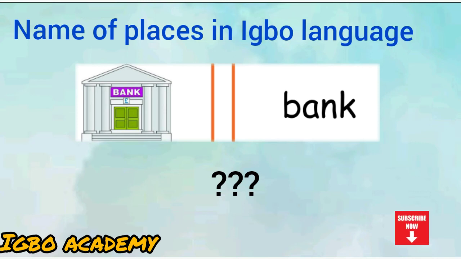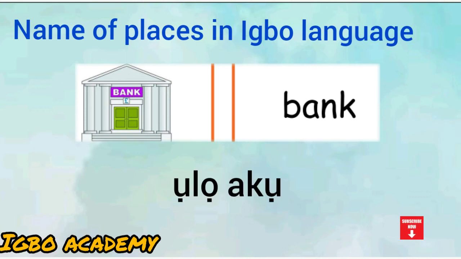Next, a bank. What do you call a bank in Igbo language? You got it. Ulo Ako. A bank is called Ulo Ako.